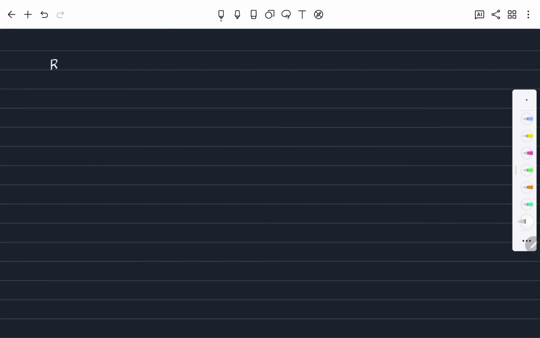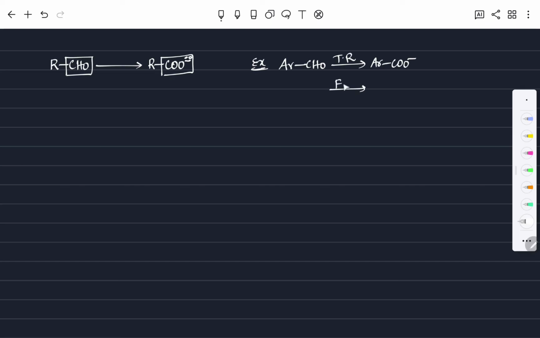Now the first example is an aldehyde. To an aldehyde, if I add Tollens reagent or Fehling solution or Benedict solution, the entire CHO group will be converted to COO-. Now here we have one exception, and the exception is aromatic aldehydes. For aromatic aldehydes, Tollens reagent gives aromatic COO-, while Fehling solution or Benedict solution gives no reaction.